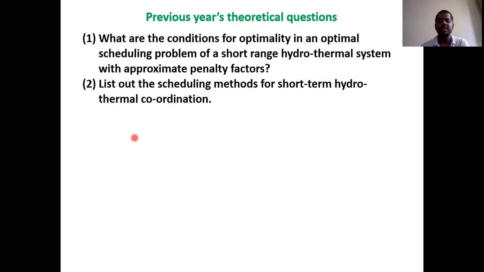And the next one is, list out the scheduling methods for short-term hydrothermal condition. We have already told you that 4 methods are there based upon the algorithm: based on the energies, based on the discrete time intervals, based upon the lambda gamma iterations, and based upon the penalty factors. Similarly, based upon the time period we are considering, the scheduling is divided into 2 types: long-term scheduling and short-term scheduling.